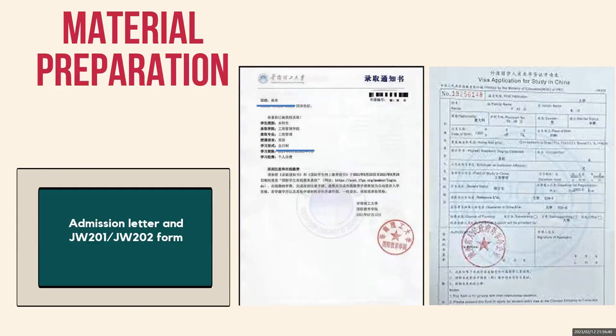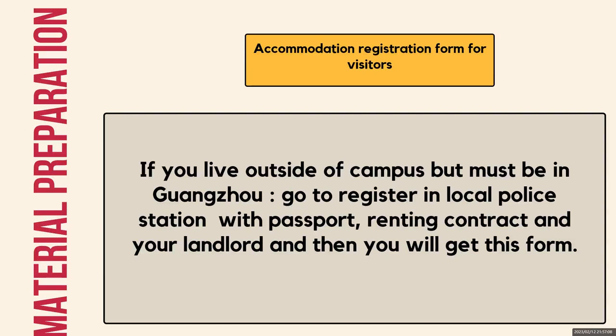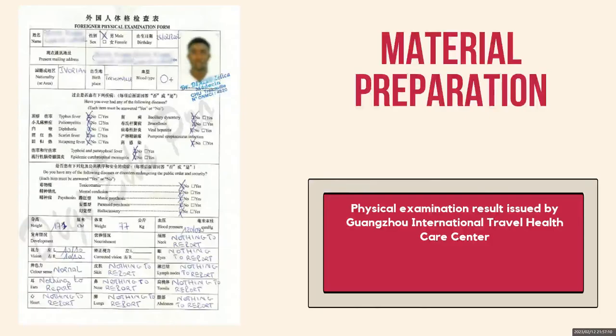Next. So here the materials are also the admission letter and JW202 or TJ01. For these two, of course, you need to contact the teacher in charge. And if you have them, you need to keep them safe with you, and it's better to make a copy of them because you will use them in lots of places, such as the examination record and the banks. Next.